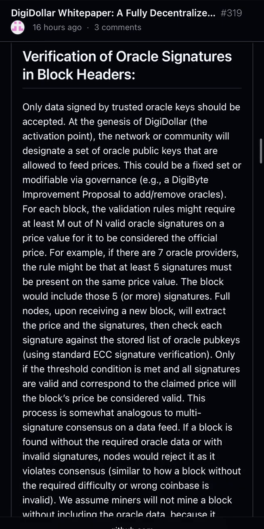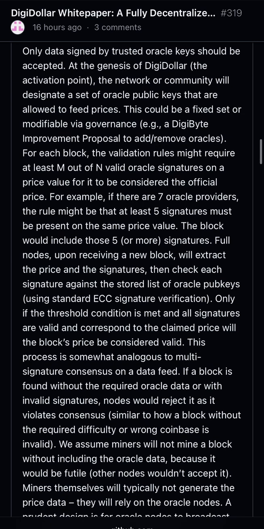Verification of Oracle signatures and block headers. Only data signed by trusted Oracle keys should be accepted. At the genesis of DigiDollar, the activation point, the network or community will designate a set of Oracle public keys that are allowed to feed prices. This could be a fixed set or modifiable via governance, e.g., a DigiByte improvement proposal to add or remove oracles.